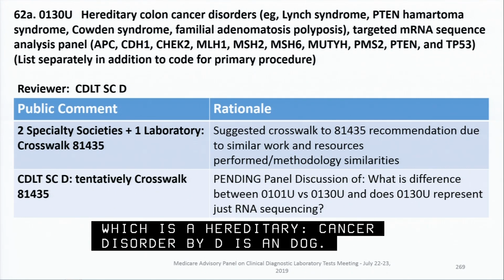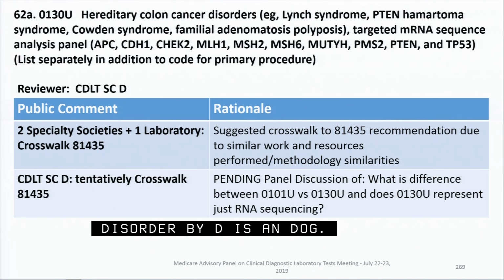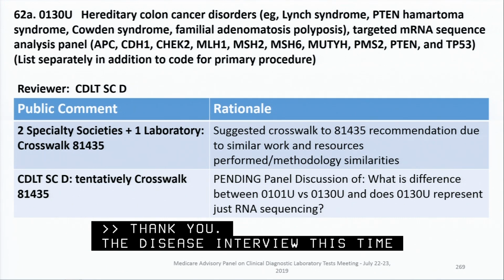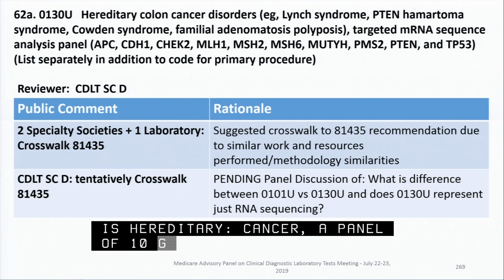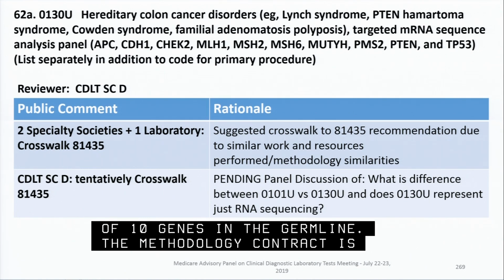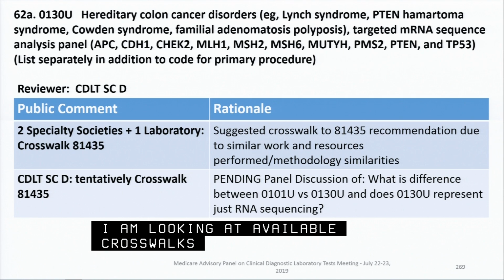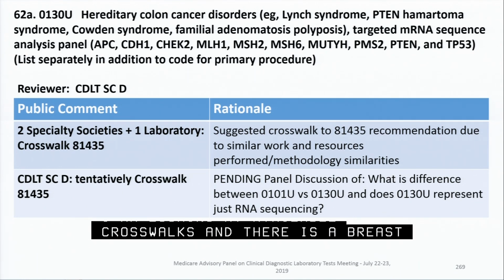Thank you. The disease entity this time is hereditary colon cancer with a panel of 10 genes in the germline. The methodology, in contrast to what we just heard about, is a targeted messenger RNA sequencing. In looking at the available crosswalks, there's a breast cancer code with DNA and a similar number of genes, and it seems appropriate. That is the crosswalk to 81435.